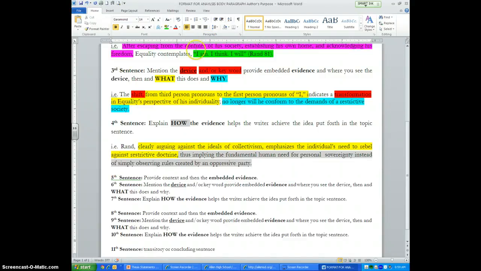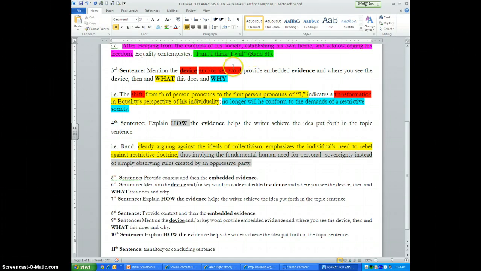For example, I'm going to write about the shift from the third person pronouns to the first person pronouns in my example. However, if you look at the same example here, you'll also see that they've got short syntax with subject-verb, I am, I think, I will.